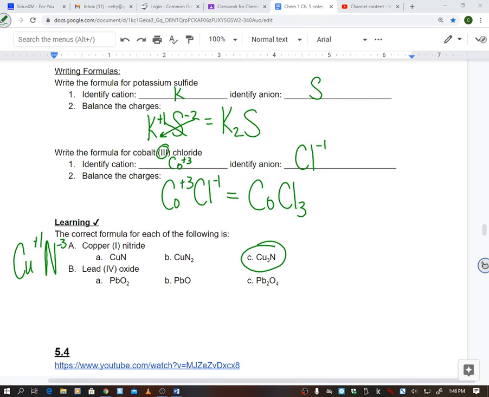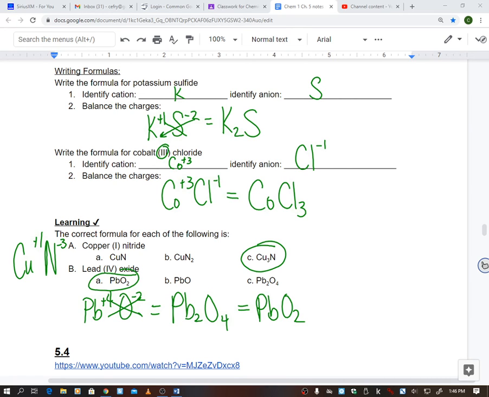And finally B, we have lead, which is a +4, and we have oxygen. Look at your periodic table, it's a -2. So what I get is Pb2O4. This can simplify though. This can simplify into PbO2. So technically the right answer is A. Even though it looks like C should be the right answer, we're going to simplify.